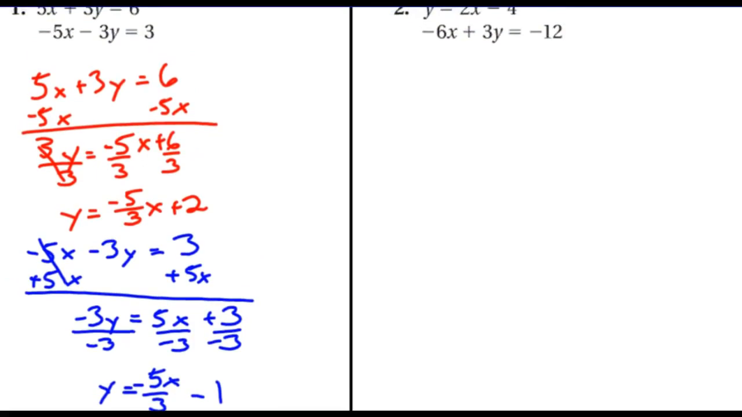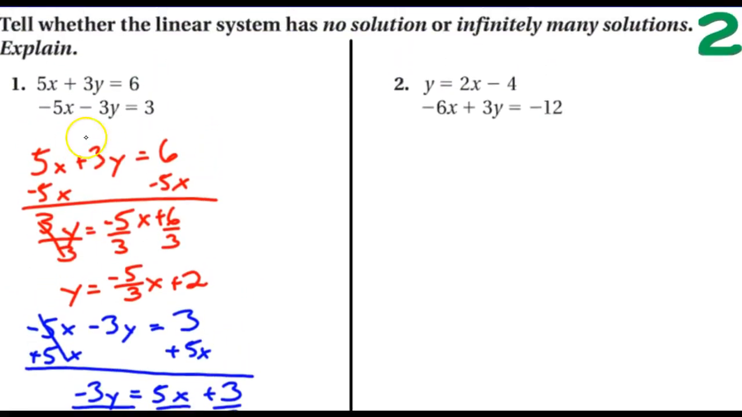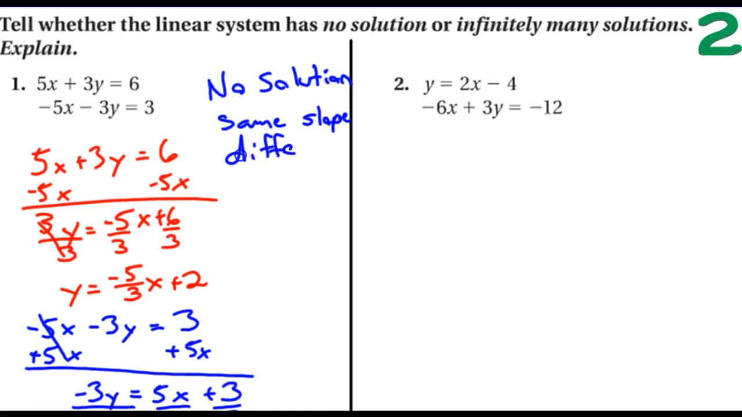So these have the same slope but different y-intercepts. So that means that this is no solution, because they have the same slope but different y-intercepts.